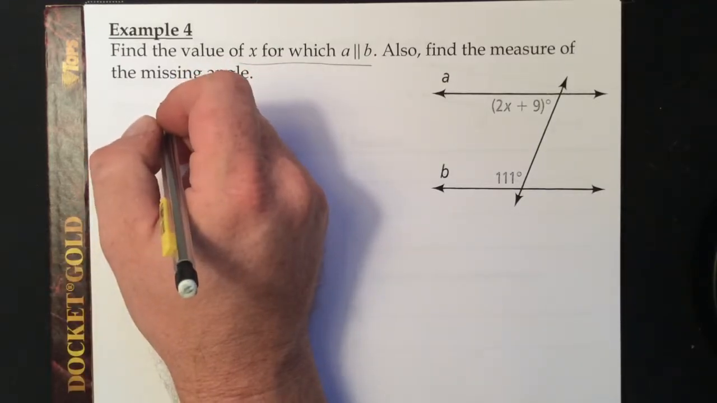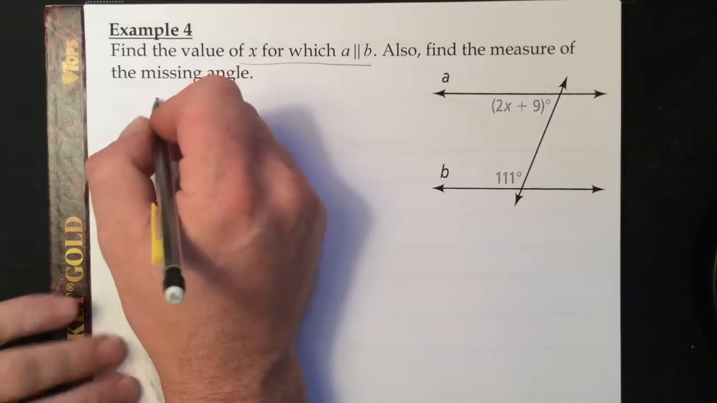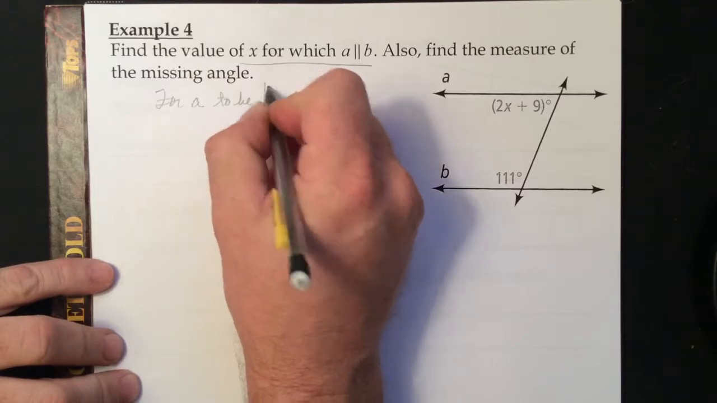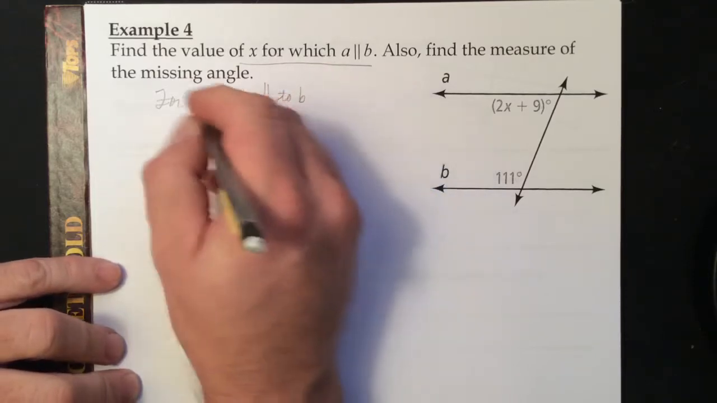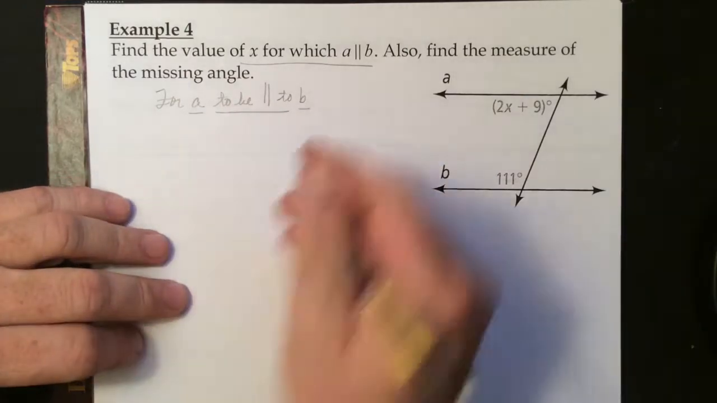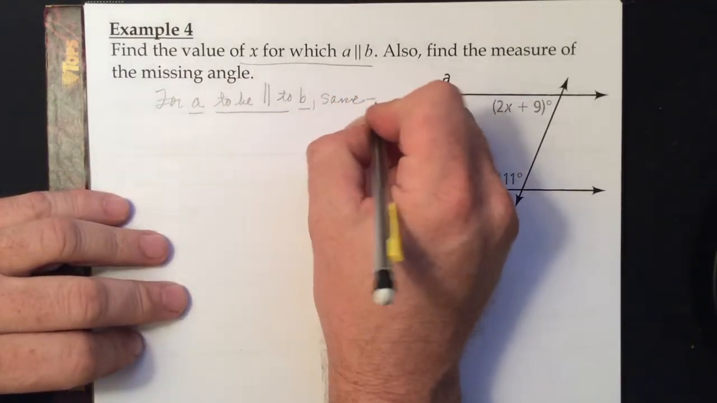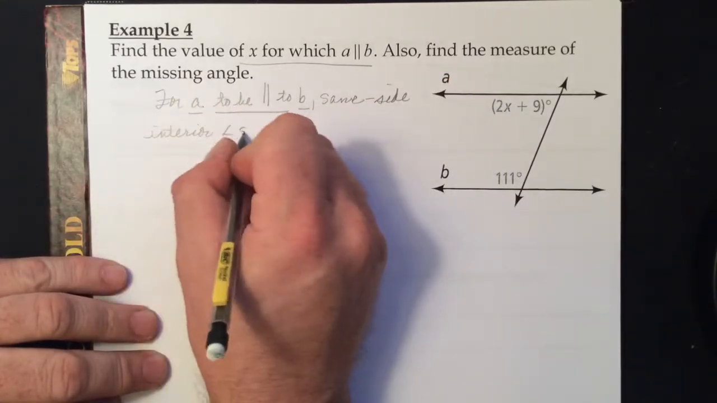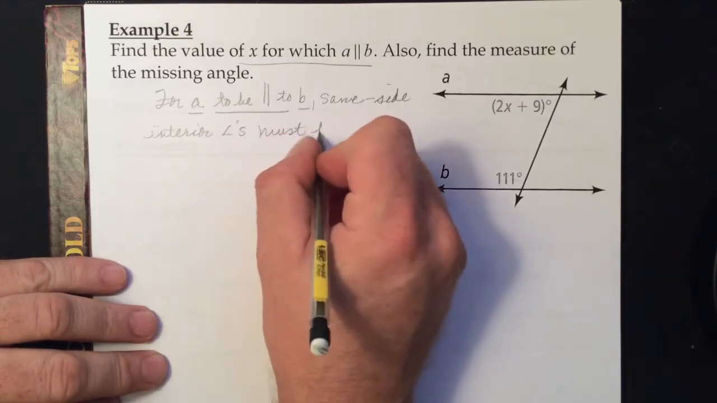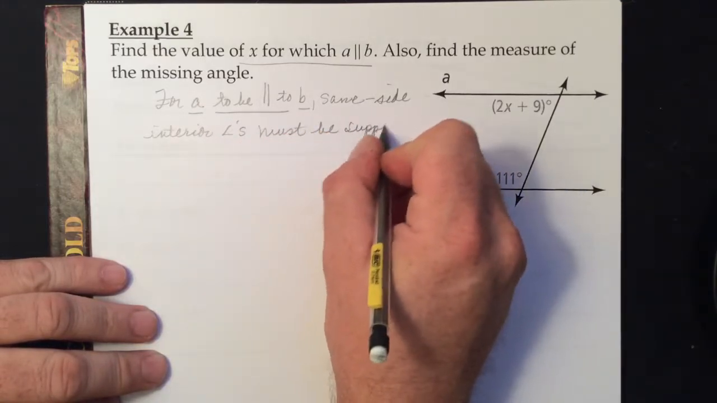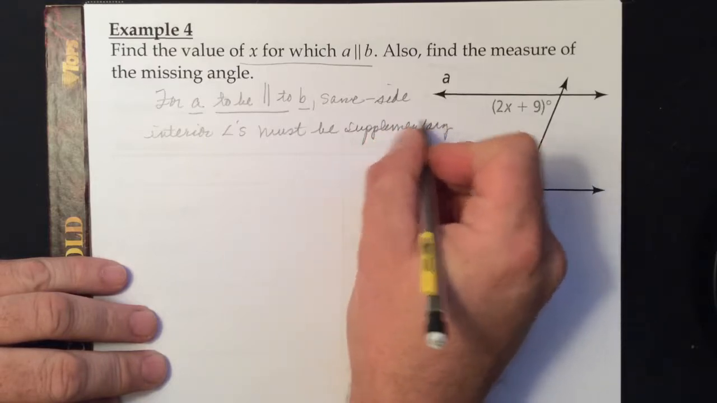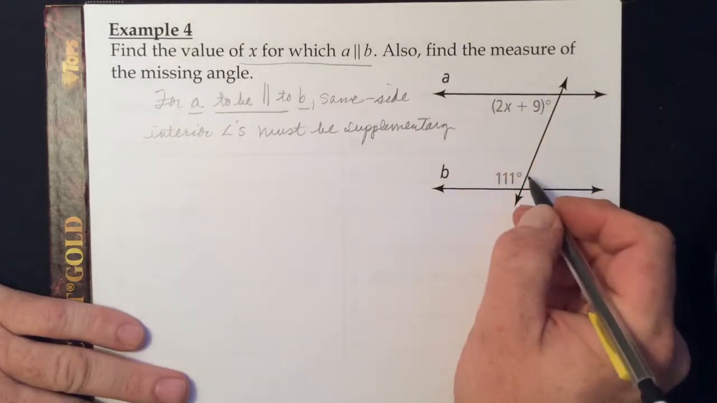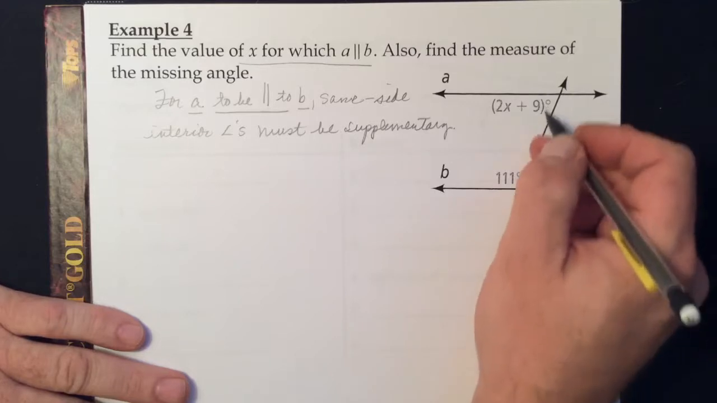So what I'm going to write here to make that very clear is that for line A to be parallel to line B, same side interior angles must be supplementary. So we take the measure for this angle here and force it to be supplementary with this angle here.